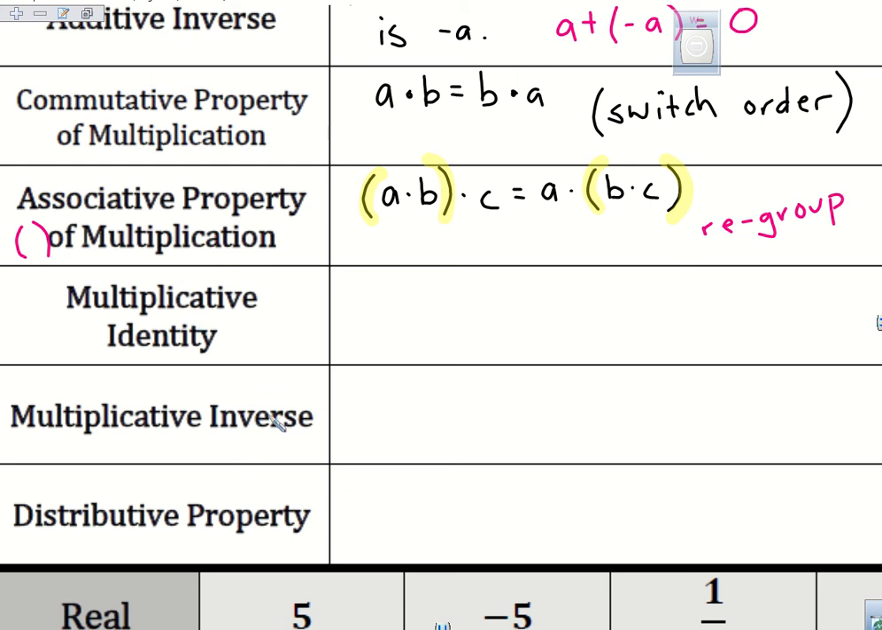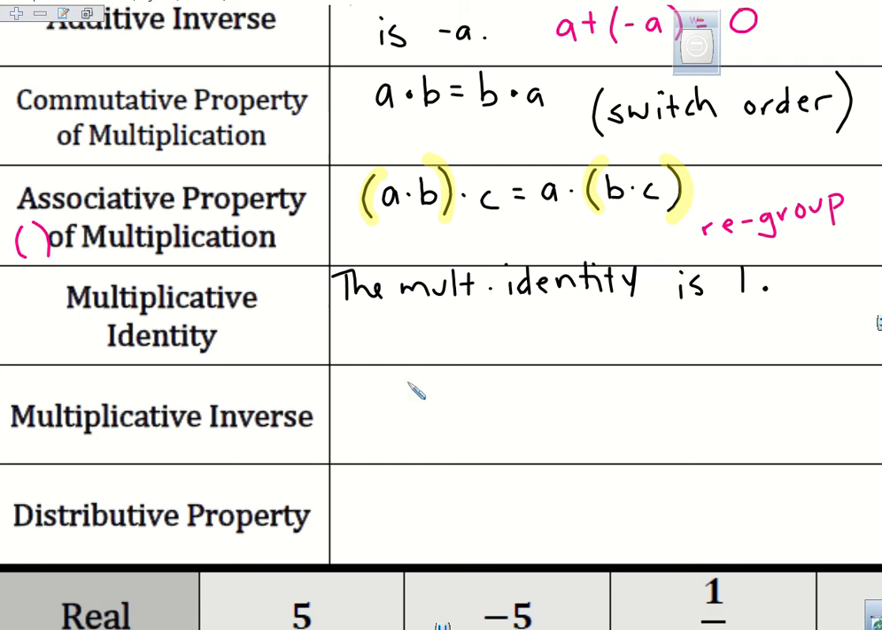Okay, multiplicative identity. So the additive identity, we were asking ourselves, what can I add to the number to yield the same result? Now you're going to ask yourself, what can you multiply to a number to yield the same result? I want you to write here the multiplicative identity. I'm going to shorten it. Multiplicative identity is 1.